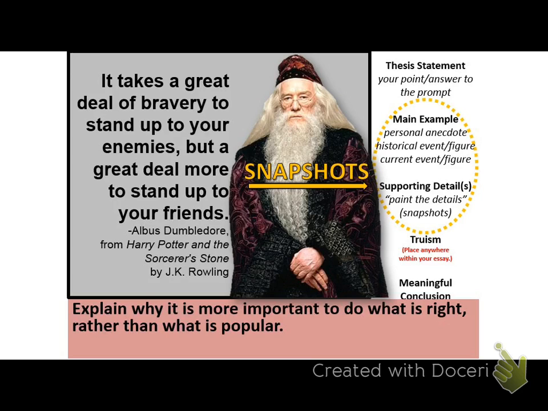Somewhere within your essay, you must have a truism, which is a universal truth, where people from all over the world can agree with it. It can go anywhere within your essay, by the way, and then you must have a meaningful conclusion.